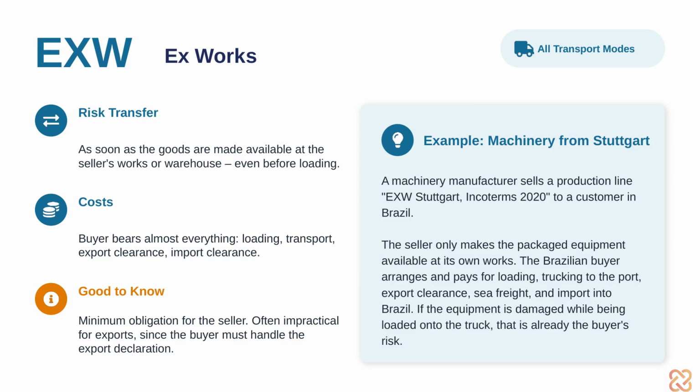An example. A machinery manufacturer sells a production line EXW Stuttgart to a customer in Brazil. The seller only makes the equipment available, packaged, at its own works. The Brazilian buyer arranges and pays for everything else. That means the truck to the port, export clearance, sea freight, and import into Brazil. If the equipment is already damaged while being loaded onto the truck, that's the buyer's risk. That applies at least as long as the seller hasn't explicitly taken on the loading itself.